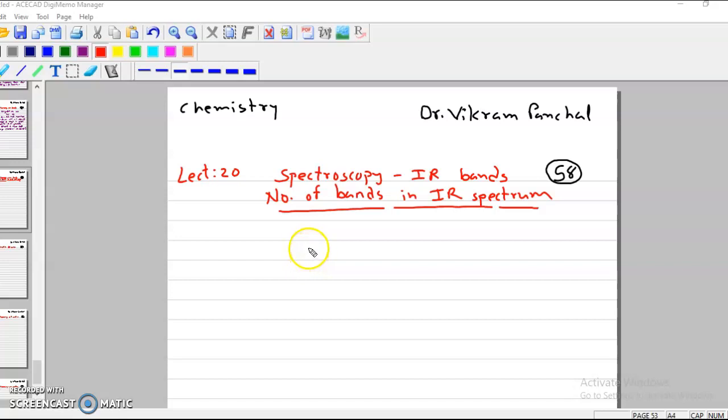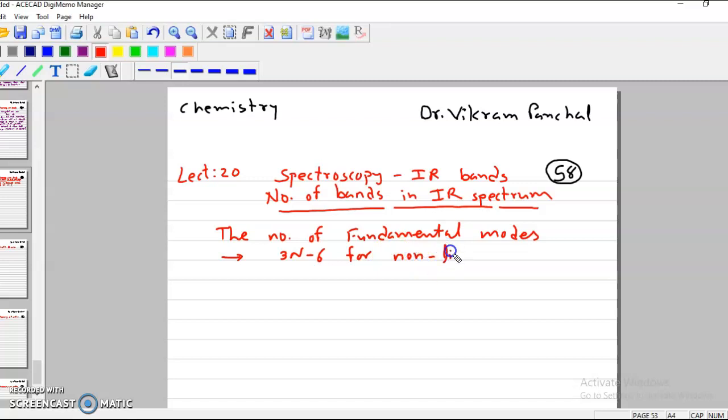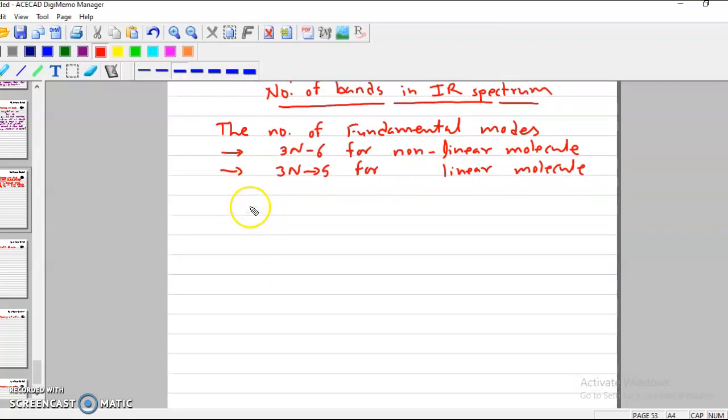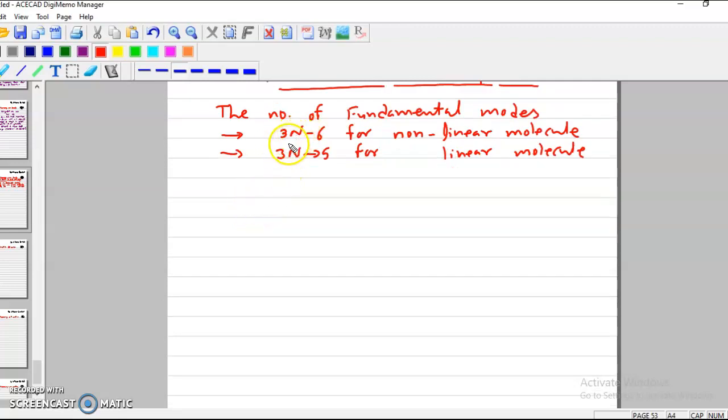This is the lecture of IR spectra, and here I will explain the number of bands in an IR spectrum. Normally the number of fundamental modes is 3n minus 6 for a non-linear molecule, and 3n minus 5 for a linear molecule. That means we will observe a number of bands for any particular molecule depending upon the number of atoms n.